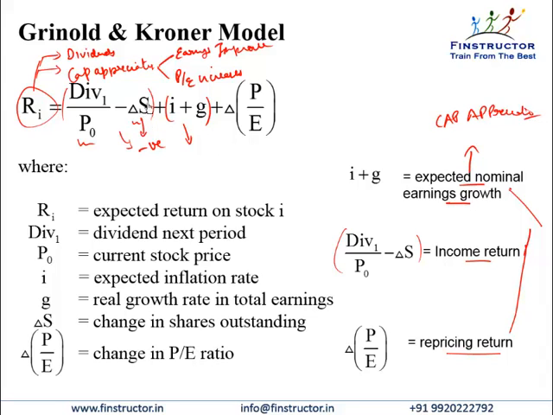And so would delta S. So delta S, earnings growth, and delta P by E would go into giving you capital appreciation, whereas dividend yield would be in the form of current income or current yield. But remember, dividend minus delta S is income return, I plus G is nominal earnings growth, and delta P by E is repricing return.